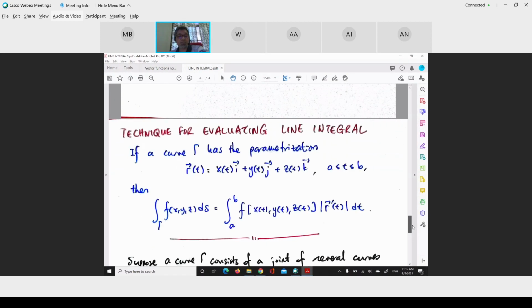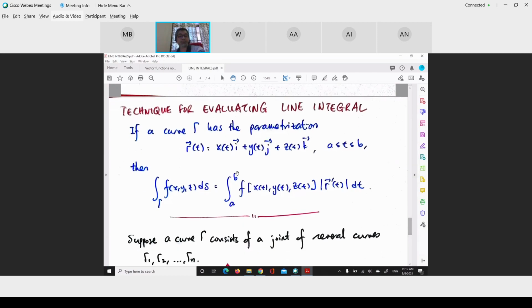So the technique is to replace x by x(t), replace y by y(t), replace z in the line integral by z(t), and then replace the arc length element by the modulus of r prime t dt. So this is a technique to evaluate a line integral. Let's look at an example.